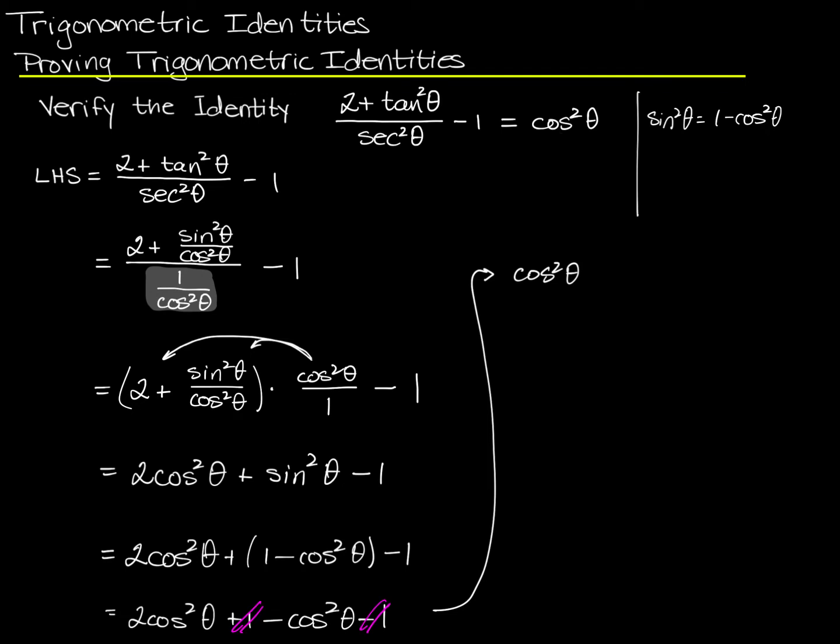I need to move my cosine squared over because I didn't leave room for an equal sign, so I'm just going to rewrite that line. The line before was equal to cosine squared of theta, and that in turn is equal to the right-hand side of the equation I was given, the identity they asked me to prove. So I'm done. I've proved this identity.